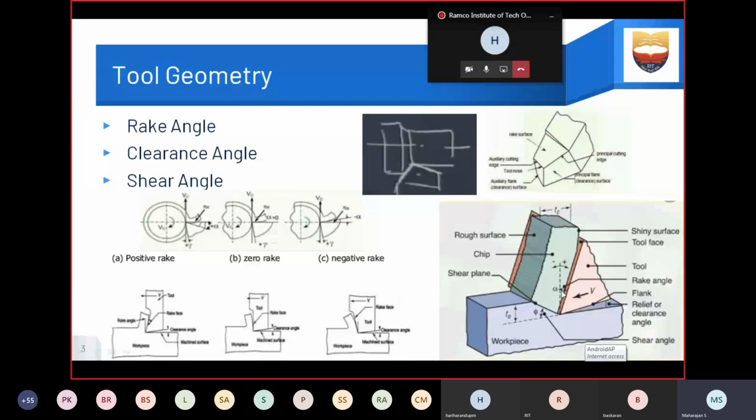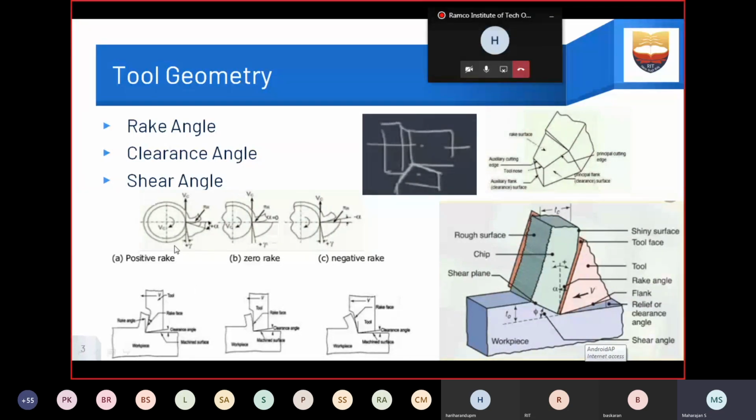So the angle between the rake face of the tool and the line drawn exactly perpendicular to the line of direction of the workpiece is called the rake angle. The shear angle is related to the line of action of shear. This is the shear plane. This is the line of action of direction of the cutting tool. The angle in between is called the shear angle. So these are two important geometries.